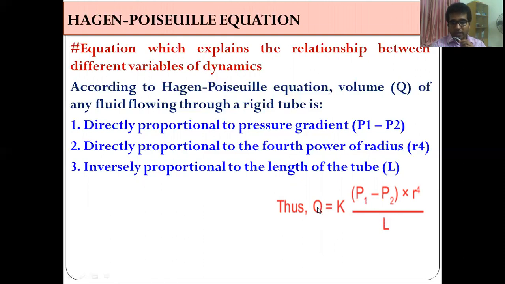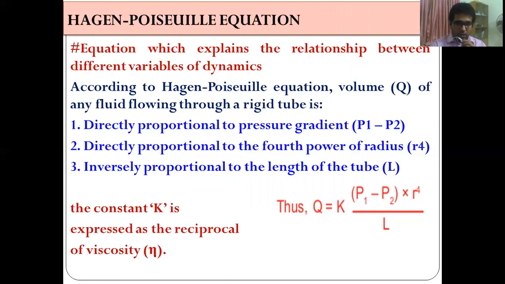So here you can see this Q, that is the blood flow, it is proportional to the pressure difference and proportional to the fourth power of radius and inversely proportional to the length. And K is a constant and indicates the constant temperature of the flowing fluid. Okay, but this constant K is expressed as the reciprocal of viscosity.